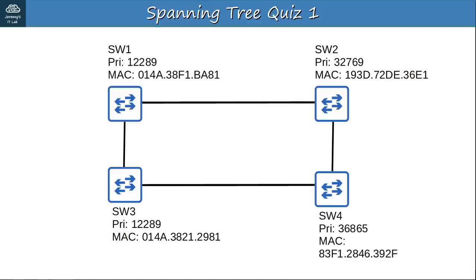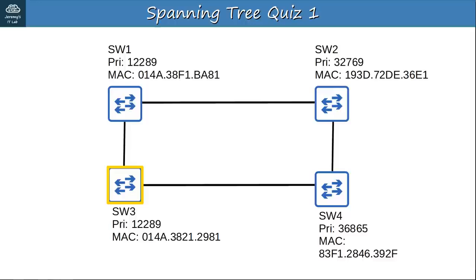Before moving on, let's see if you understand by doing a few practice questions. In this network of 4 switches, which will become the root bridge? Pause the video now to think about the answer. Okay, did you find the root bridge? The answer is switch 3. Both switch 1 and switch 3 have the same priority, 12289, but switch 3's MAC address is lower. The first half, 014A38, is the same, but the next digit is F for switch 1, but 2 for switch 3. So switch 3's MAC address is lower.